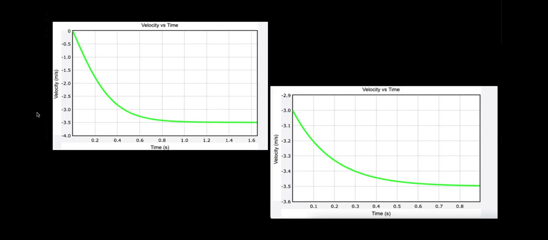So here you can see that here is the one that it was dropped from rest, and then here is the one that it was thrown down. And as you can see, this one starts to level out around 0.4 seconds, while this one starts to level out around 0.6 seconds. So, however, the magnitude of the terminal velocity is still the same.